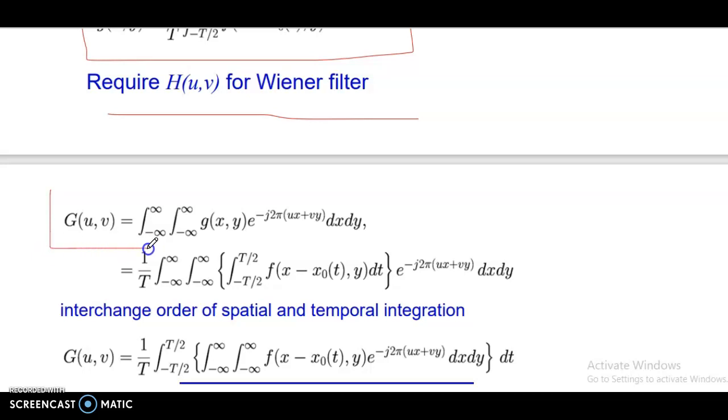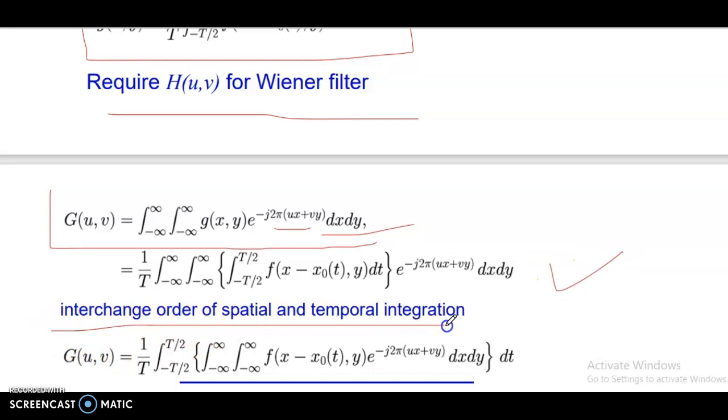G(u,v) equals the double integral over minus infinity to plus infinity of g(x,y) e^(-j2π(ux+vy)) dx dy, which equals 1/T times the integral from -T/2 to +T/2 of f(x - x0(t), y) e^(-j2π(ux+vy)) dx dy dt.